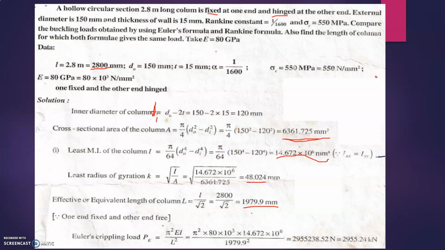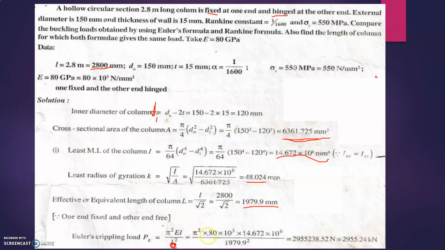Now you know what is E, you have the value of I, and you have LE also. So you can find Euler's crippling load. What is Euler's crippling load? That is PE is equal to pi square EI divided by LE square, that is effective length LE square.